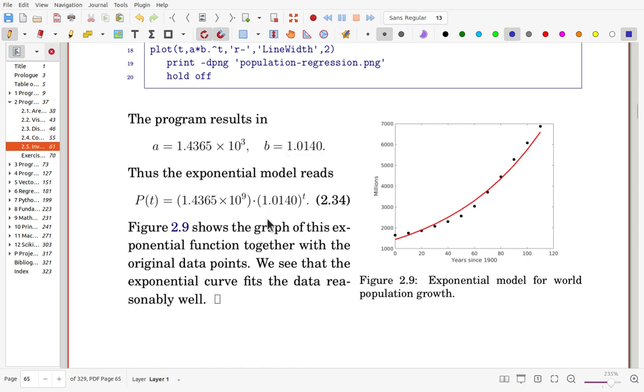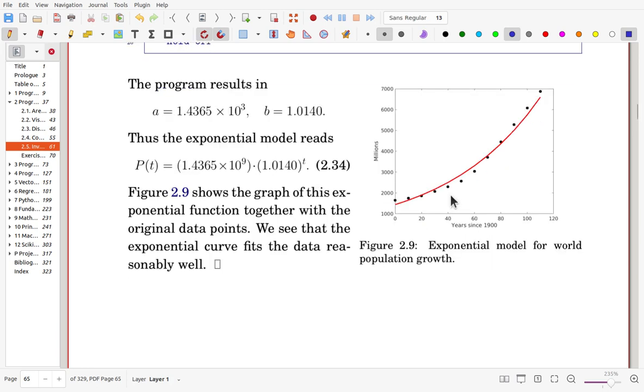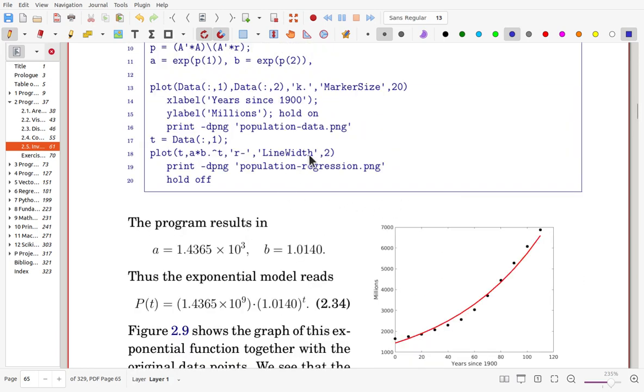And now here the exponential model for population growth is given in this way. The unit is million, so that 10 to 3 is changed into 10 to 9, and B to the t. As you can see over there, the curve is fitting the data points quite nicely. We'll see such computation later in detail.